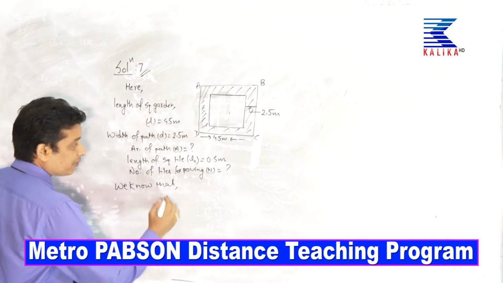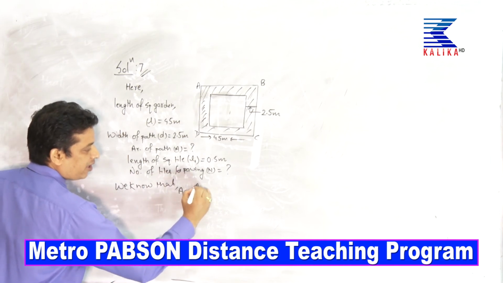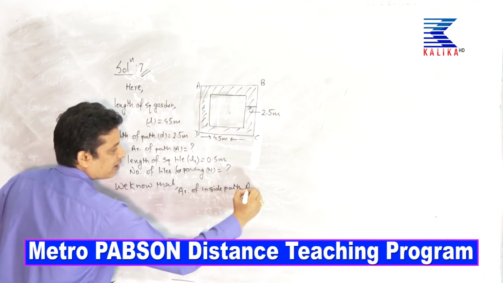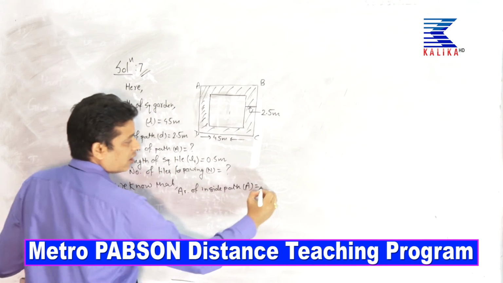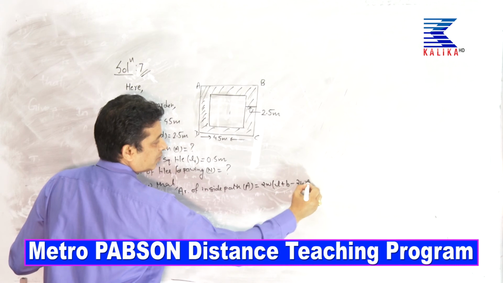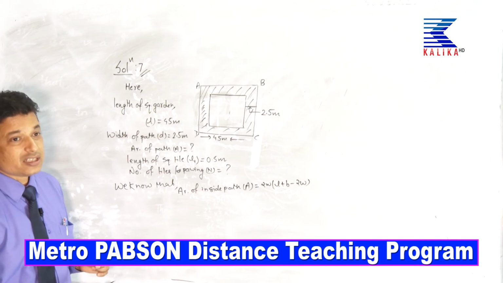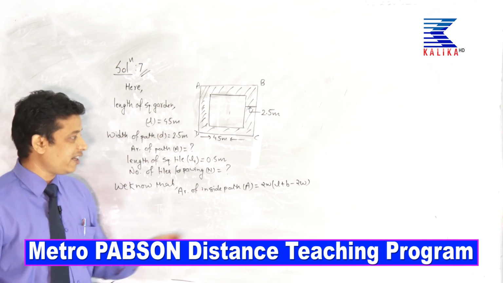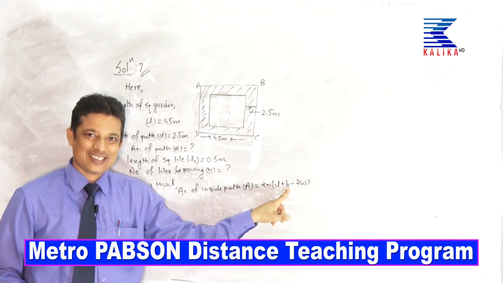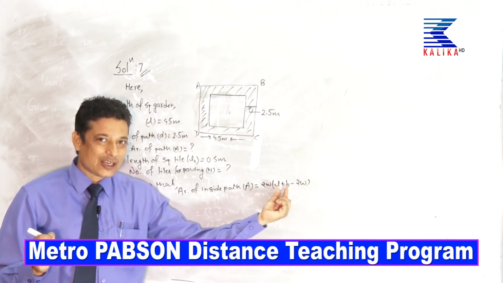Now, we know that this is the case of an inside path. We know that the area of inside path A is equal to 2W times (L plus B minus 2W). I hope you have understood it clearly. So, this is the formula to calculate the area of an inside path, but I have written here L and B. You can see L plus B I have written, but in case of a square, length will be equal to breadth.